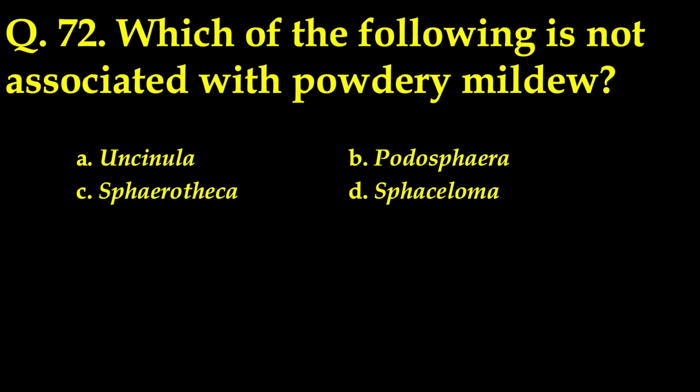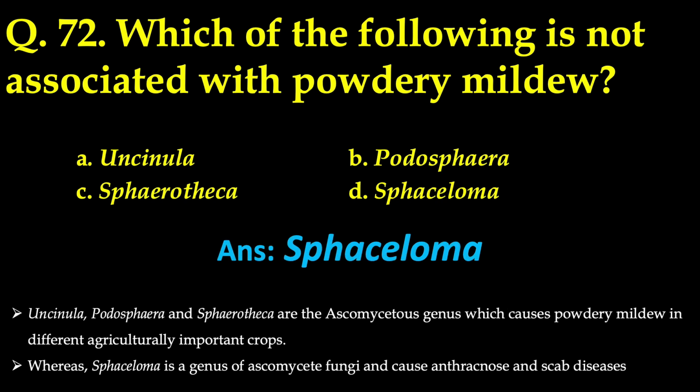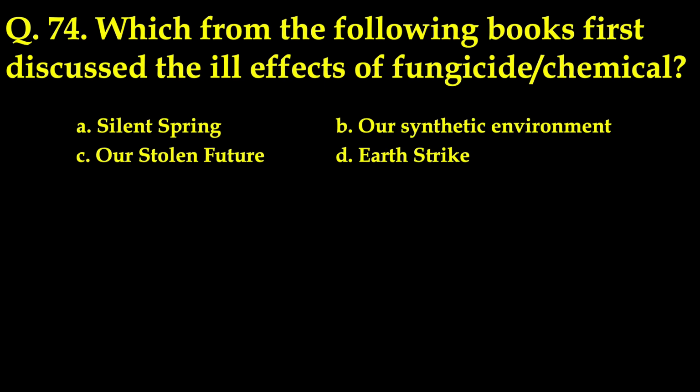Next question is on which of the following is not associated with the powdery mildew. There are 4 options. Out of all these 4 options, the correct answer is Sphaceloma. As we know, Erysiphe, Podosphaera and Sphaerotheca. These are the Ascomycetes genus that causes powdery mildew in different agriculturally important crops. On the other hand, Sphaceloma is a genus of Ascomycete fungus and causes anthracnose as well as scab diseases in many different types of agricultural crops.